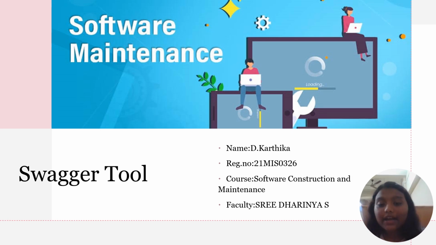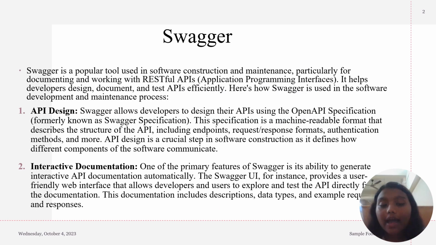Hello, myself Kartika, and today I'm gonna explain about the Swagger tool, which is used for software construction and maintenance. Swagger is a popular tool used in software construction and maintenance, particularly for documentation and working with the RESTful API, which is an application programming interface. It helps developers design, document, and test APIs effectively.